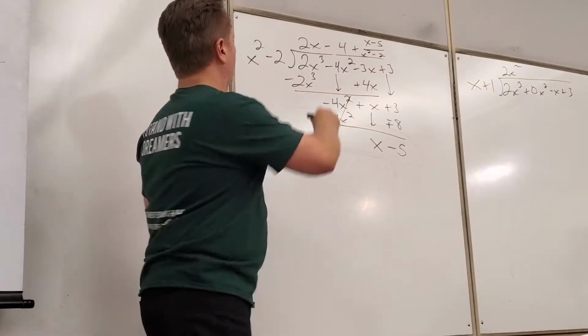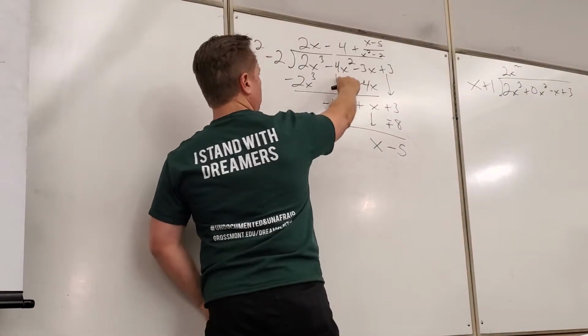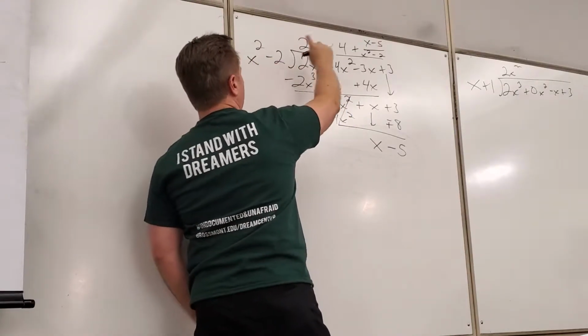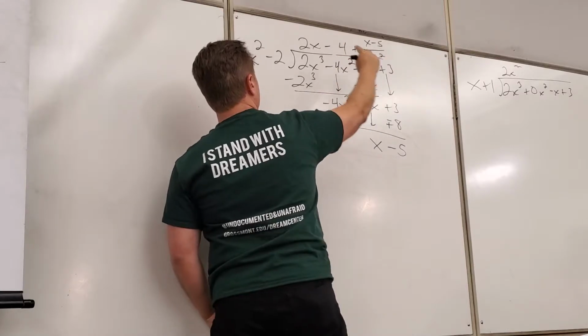Oh yeah, right here. x squared times what is negative 4x squared? Negative 4.